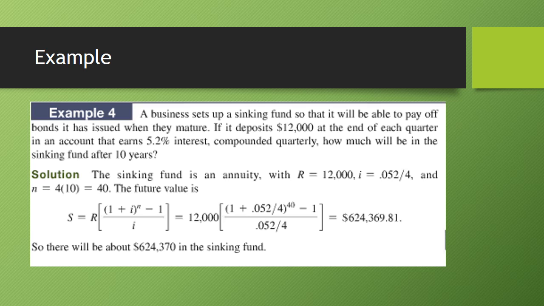Okay, like we said, the sinking fund is an annuity. R is $12,000. It's depositing $12,000 at the end of each quarter, so that's the payment. The interest is 0.052 divided by 4 quarters. And N is 4 times 10, which is 40. You can see how we put all those numbers into our formula. And we find that at the end of 10 years, they have $624,369.81. So rounding it, $624,370.